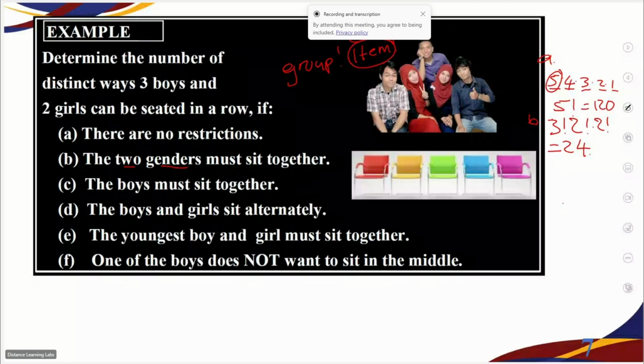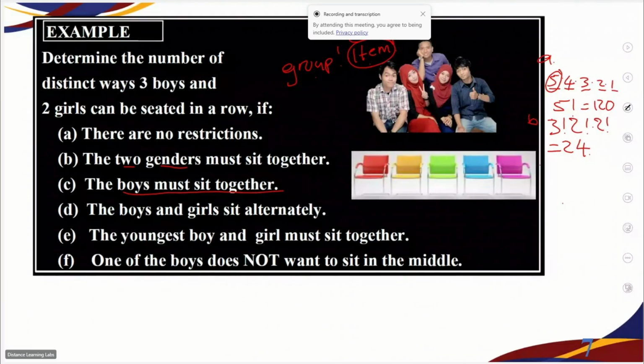Letter C, the boys must sit together. The difference between letter B and letter C is that on letter B, we are having 2 groups. But on letter C, we are only having 1 group because it is only the boys that are to sit together. Meaning on letter C, we are still going to have our group factorial multiplied by item factorial. But our group factorial in this case is the number of boys. For letter C, we have 3 boys. That means it will be 3 factorial for the boys. And then that group, we now treat as 1.